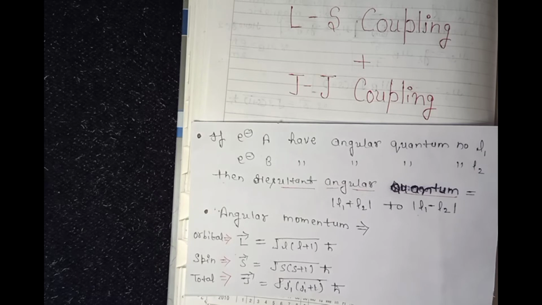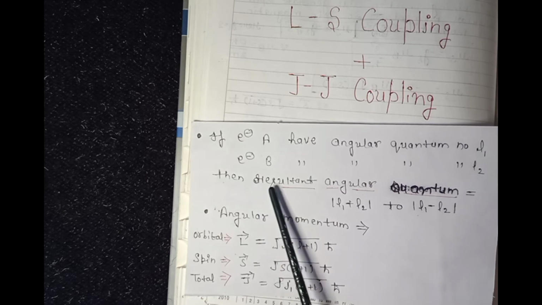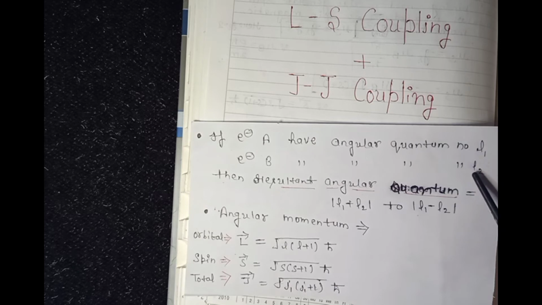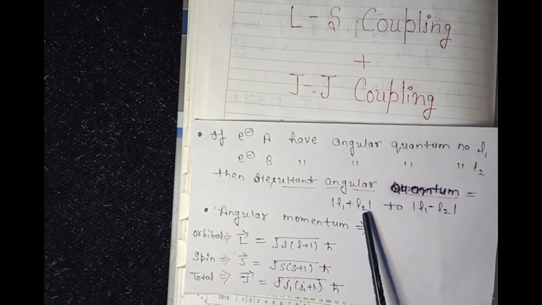One more thing I want to clear before starting my lecture. If we have two electrons A and B having angular quantum numbers L1 and L2, then if we want to find a resultant, you cannot simply do L1 plus L2, because angular momentum and angular quantum number are vector quantities, so they follow the vector sum of quantum mechanics. So the resultant angular quantum number goes from modulus of L1 plus L2 to L1 minus L2. This is a very important thing, and this will follow for spin quantum number and resultant J quantum number also.